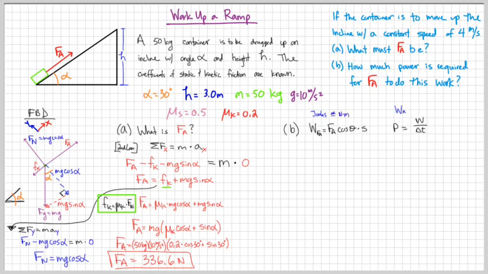Continuing over with B, we're looking at the power required for this to happen, and I wasn't given any time, but I was given some dimensions of the incline and also the speed with which the container is going up it. So we write out a couple relevant equations.